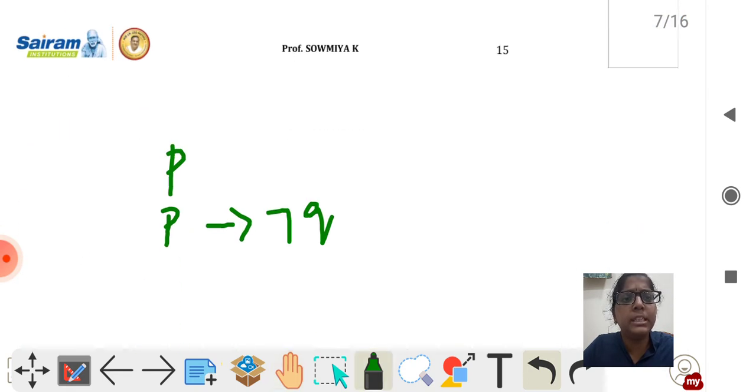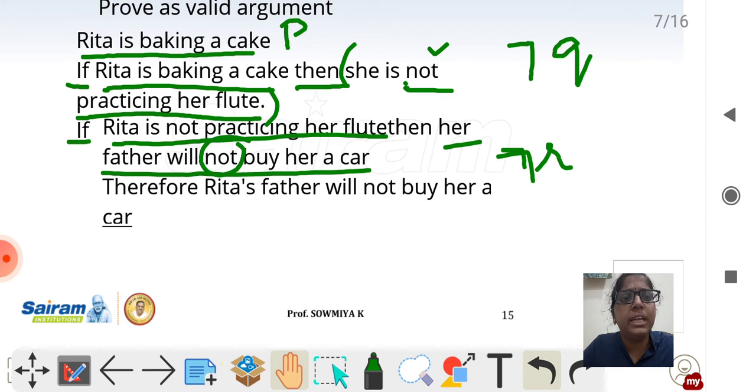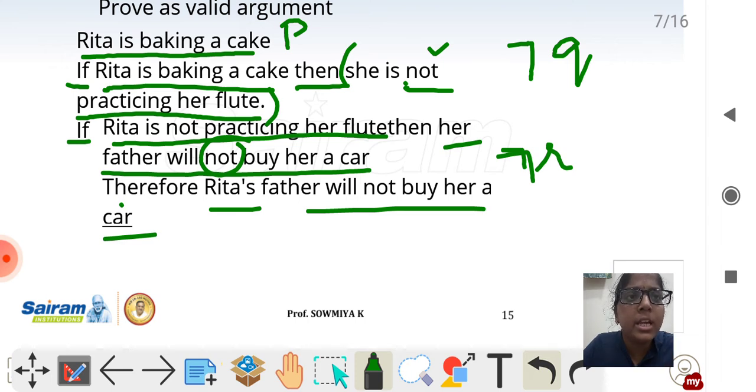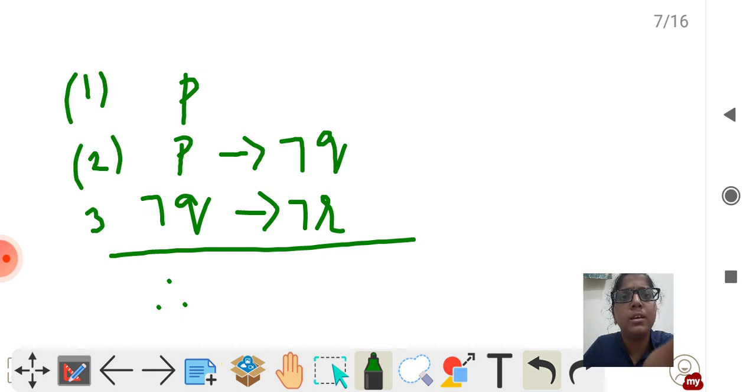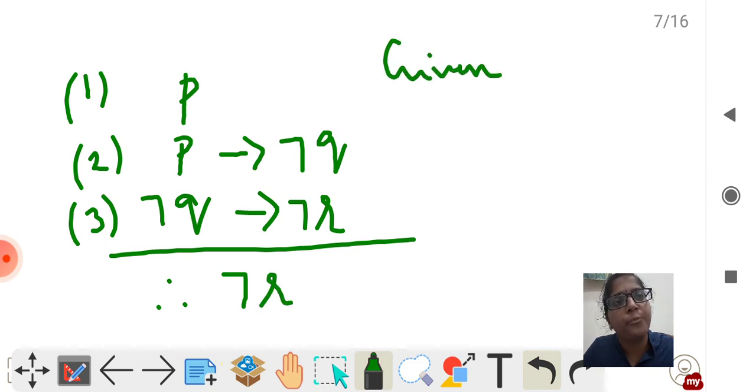So what is the next statement? The third one is negation Q implies negation R. So what is the final statement? It is: therefore Rita's father will not buy her a car. Already this statement came, right? Then her father will not buy her a car is negation R. So if a statement starts with therefore, then it is nothing but a conclusion statement. So you have to write like this. What is the tabular form of the given argument? There are three premises: first premise, second premise, third premise. What is the conclusion? If a sentence starts with therefore, that is the conclusion. Therefore negation R is the given argument. Okay, so you have to prove this argument as a valid argument.